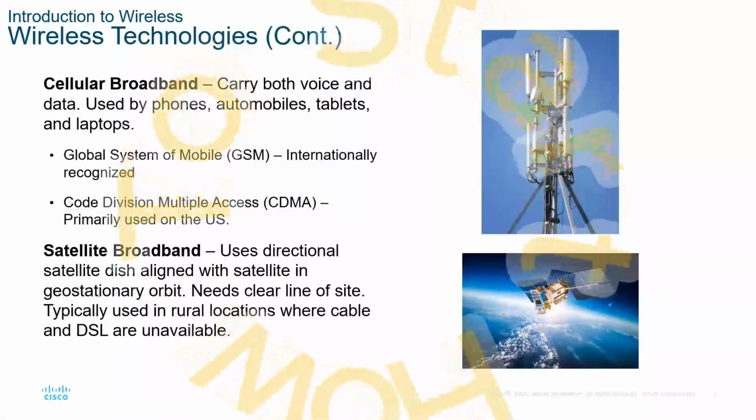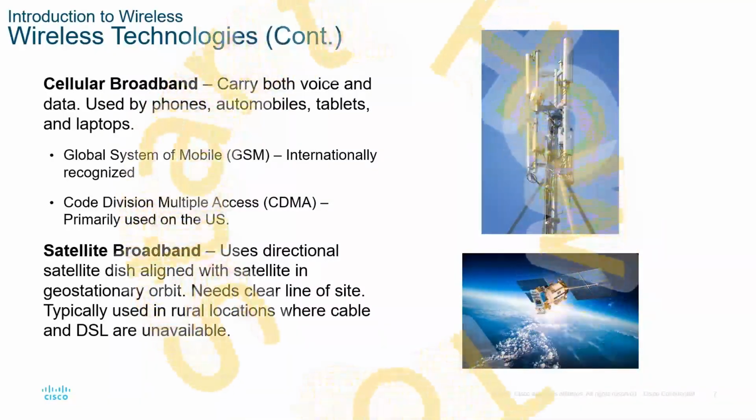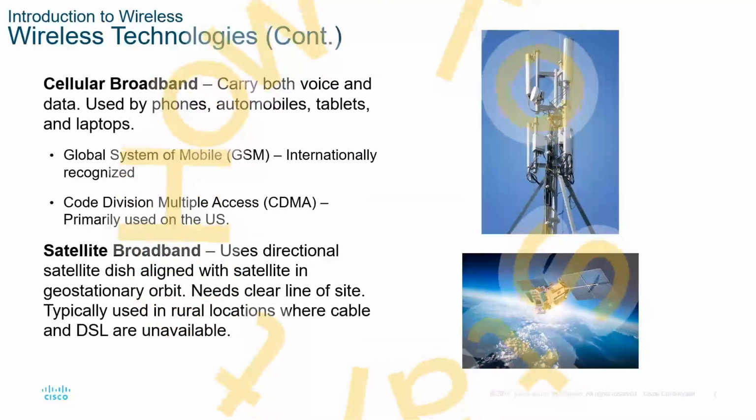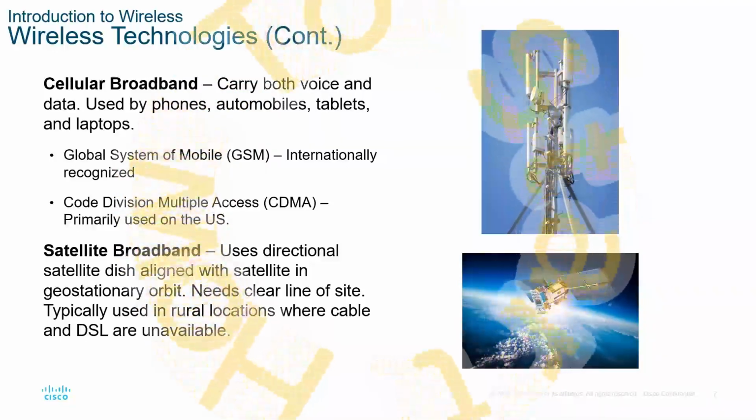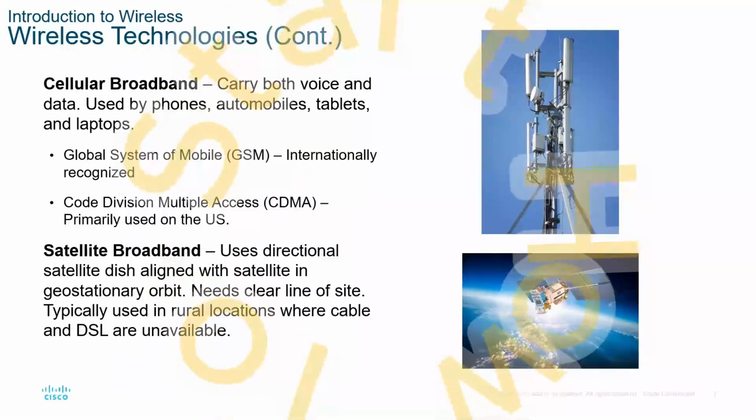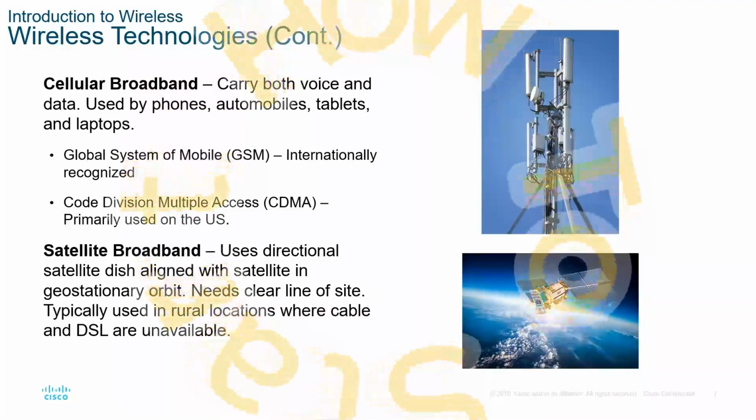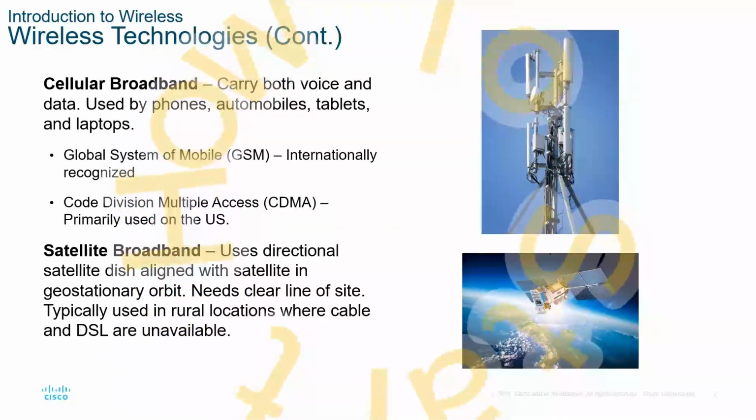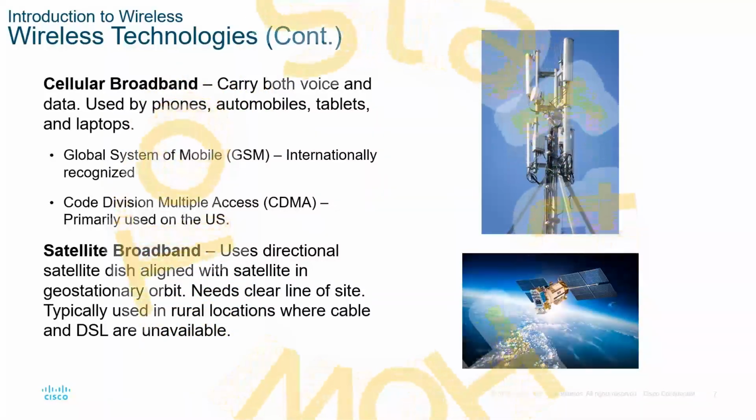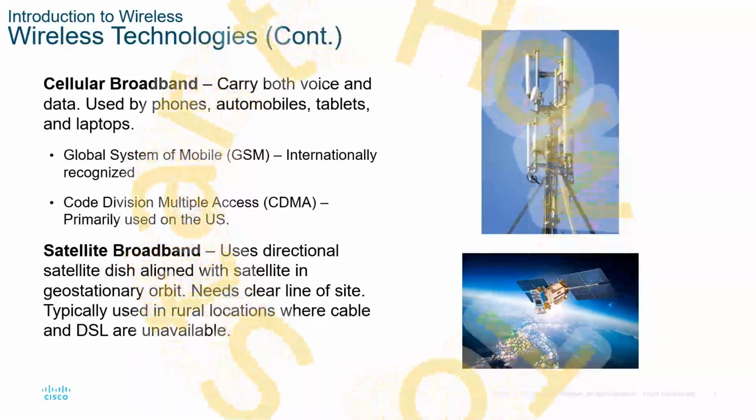Other wireless is going to be things like cellular broadband. That's going to be our mobile devices. Two main types of mobile devices either use the Global System for Mobile, GSM, or they use Code Division Multiple Access, CDMA. CDMA is used heavily in the US, where GSM is used everywhere else. We also have satellite broadband, internet via directional satellite dishes. That's another type of wireless, and that's more for the rural areas that cannot have high-speed internet via a traditional wired connection.